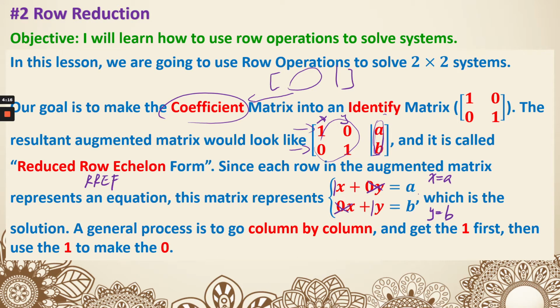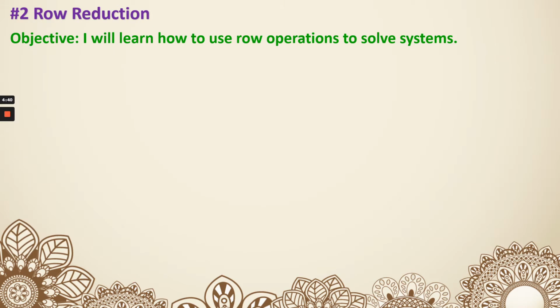That is the solution. A general process to go is column by column. That's my suggestion. There are many different ways to solve this, but this would be the clearest way to solve it. So first you get a 1, and then try to use that 1 to get a 0 here. Then try to make this into a 1 and go to get the other 0. That's kind of a general process. Now let's look at how that works in an example.